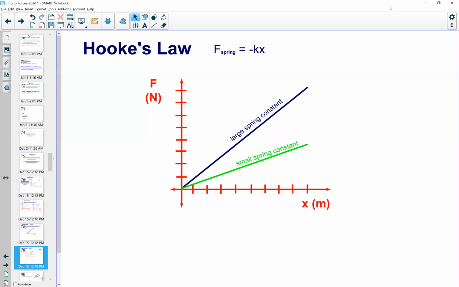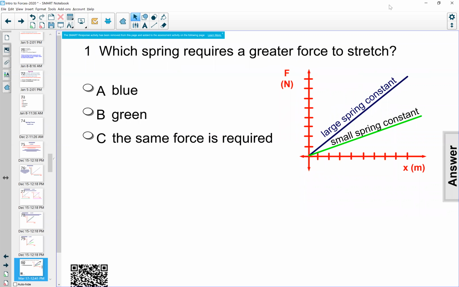So here's your question based on this relationship to make sure you're getting it. You can put your answer in the chat. If this is our graph, the same one we were just looking at, where the blue one is a large spring constant and the green one is a small spring constant, which spring requires the greater force to stretch? So put your answer in the chat, A, B, or C. Blue, green, or is it the same?